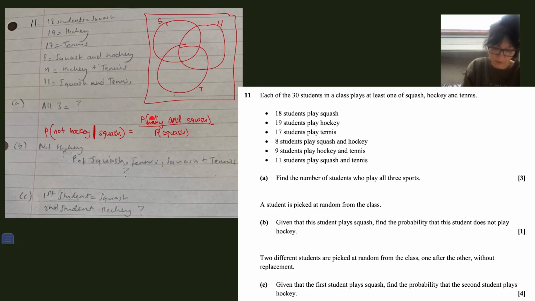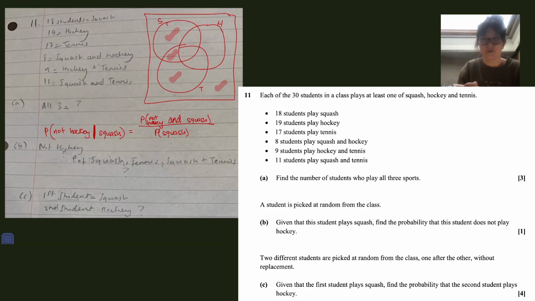The probability of not hockey and squash, well, we'd have to look at where is not hockey, where is squash, where are both of them true. So not hockey is there. That's not hockey, not hockey, not hockey, not hockey. No, that's not squash. Not hockey, not hockey, not hockey, not hockey.